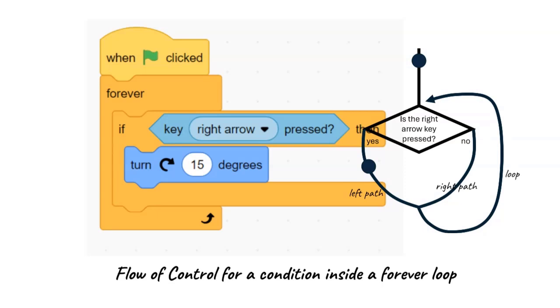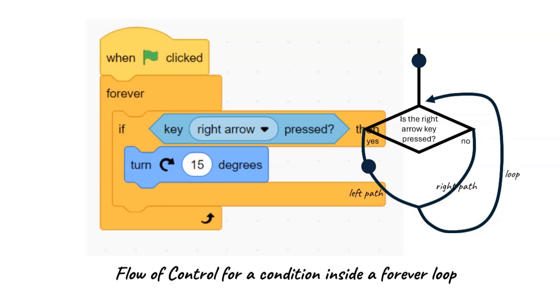But unlike the other examples, which carry on with more code underneath sometimes, this one is inside a loop. So it goes back round the loop and goes back and checks that condition again. So is the right arrow key pressed? And if it is, again it's going to go down that left-hand path and trigger that turn right 15 degrees, go back round the loop again. If it finds that the right arrow key is not being pressed, that's false, then it's going to go down that right-hand path and nothing's going to happen, and back round the loop again.